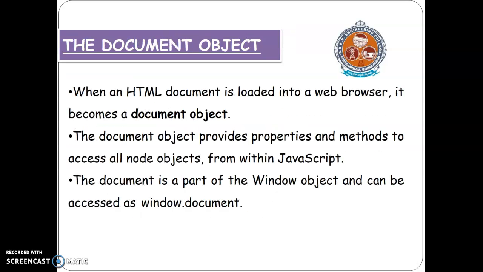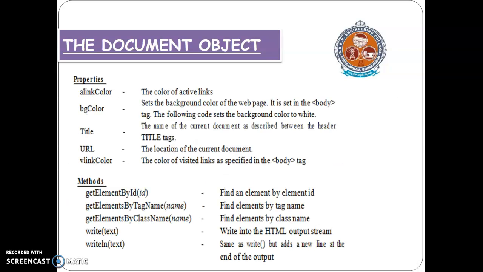The document object. When an HTML document is loaded into a web browser, it becomes a document object. The document object provides properties and methods to access all the node objects from within JavaScript. The document is a part of the window object and can be accessed as window.document. Here are the document object properties.